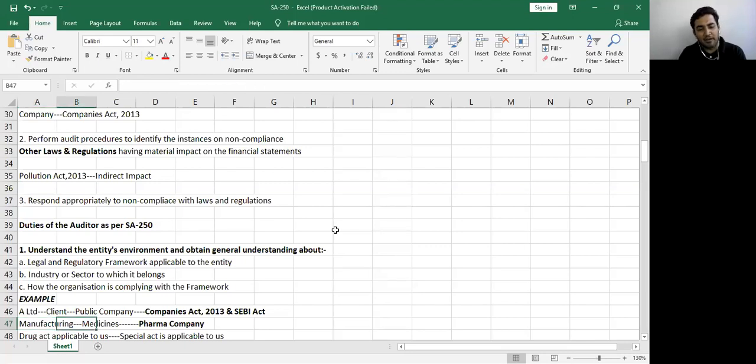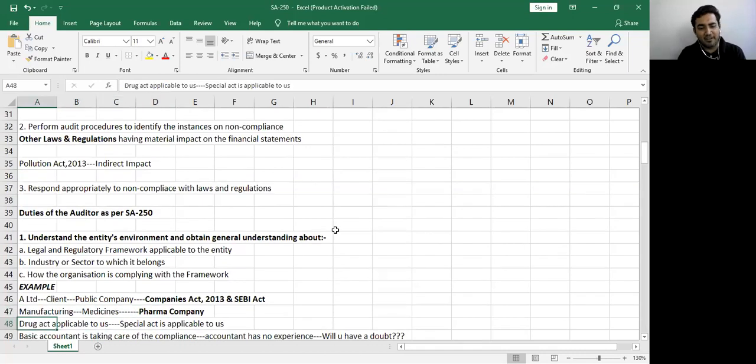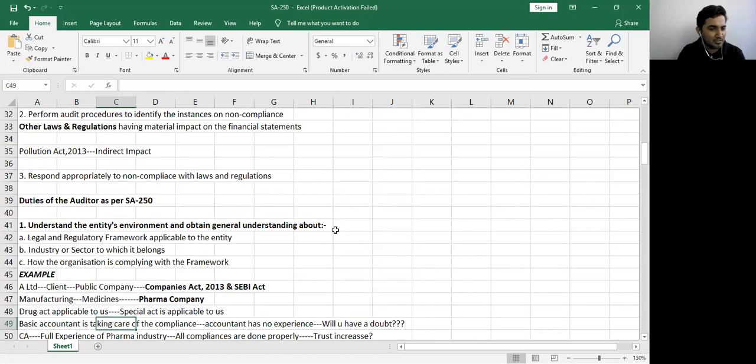Since it manufactures medicine, the sector to which it belongs is the pharma sector. And finally, the special act relating to drugs is also applicable to us. And finally, how is the organization complying?